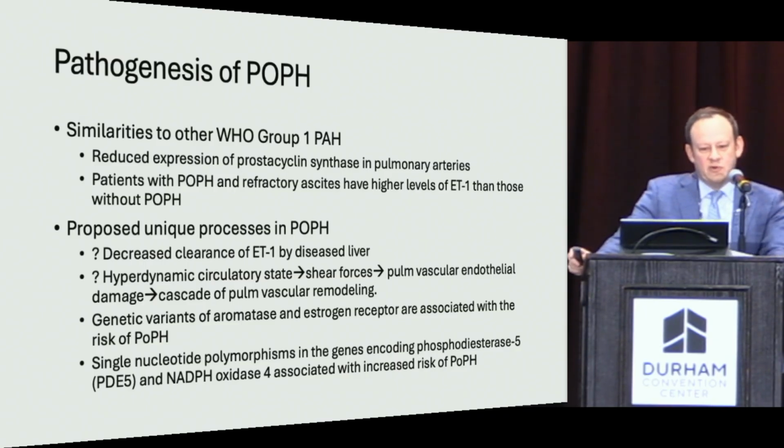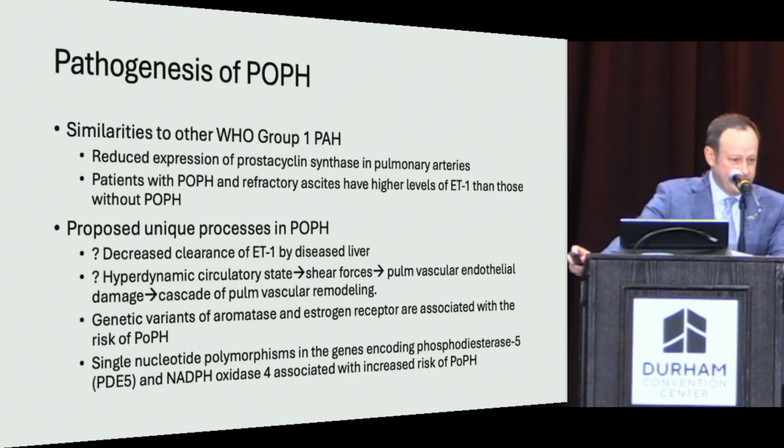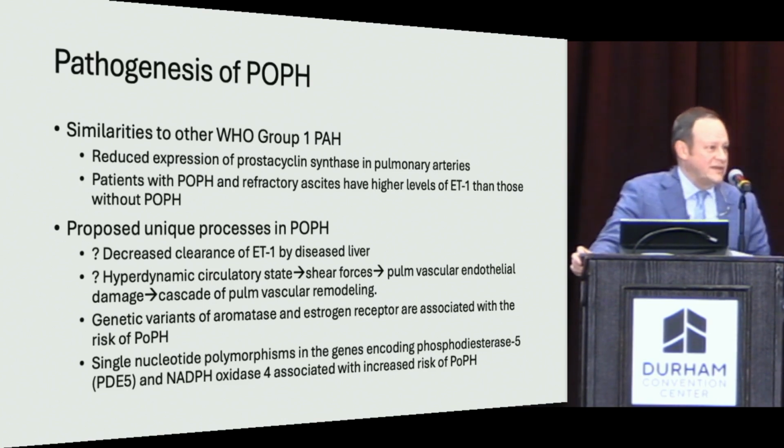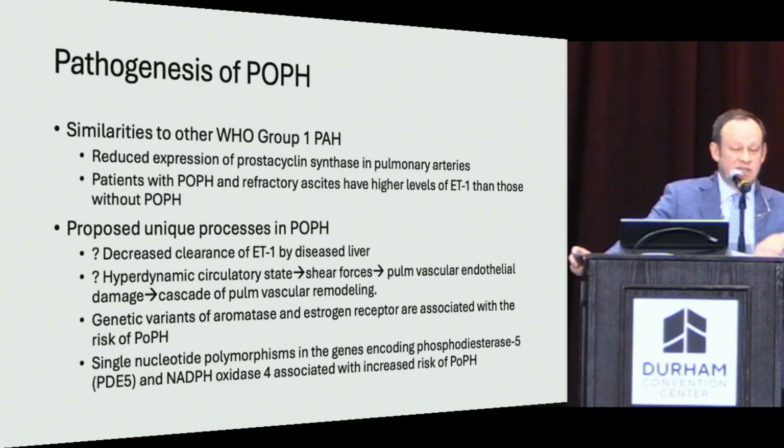And we know that patients with portopulmonary hypertension and refractory ascites have higher levels of endothelin 1 than those without portopulmonary hypertension. Other proposed unique pathophysiologies in portopulmonary hypertension include decreased clearance of endothelin 1 by the diseased liver, as well as the overall hyperdynamic circulatory state of cirrhosis, which I alluded to, leading to chronic exposure of the pulmonary circulation to shear forces, leading to pulmonary vascular remodeling in a progressive manner.